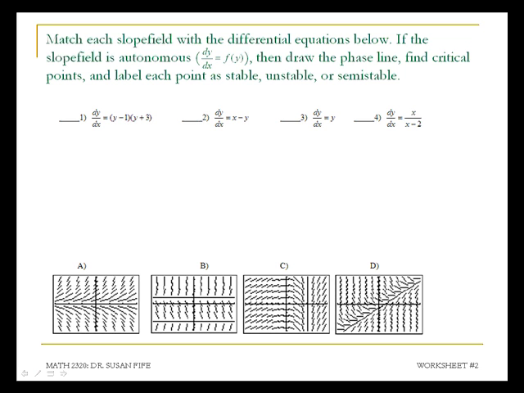Here on 1 through 4, we're asked to match each slope field with the differential equation. And if the slope field is autonomous, to be autonomous, the derivative is equal to a function of just y. Then draw the phase line. We're going to look at this and look to see what it looks like. We'll find the critical points, and we'll label each point as stable, unstable, or semi-stable. And I'll explain this as we go through these.